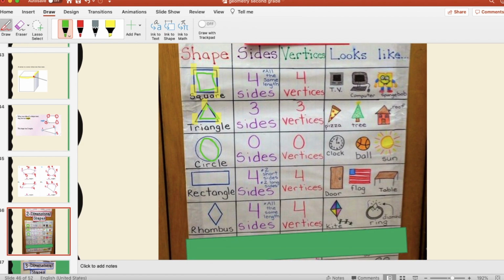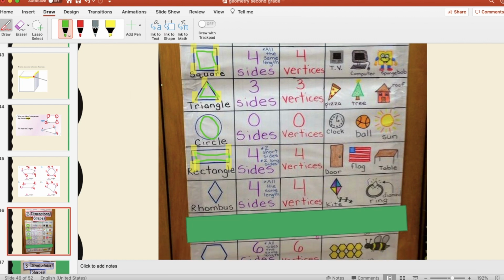Our next shape is a rectangle. A rectangle has 4 sides: 1, 2, 3, and 4. Two of them are short and 2 of them are long. And it has 4 vertices or 4 corners: 1, 2, 3, and 4. Some things that look like a rectangle are a door, a flag, and a table.